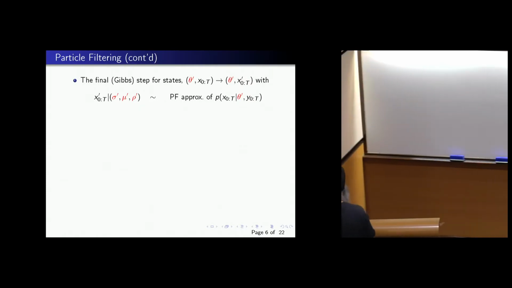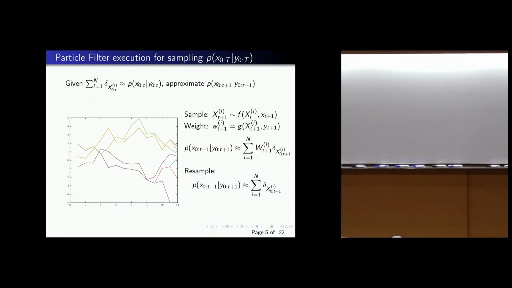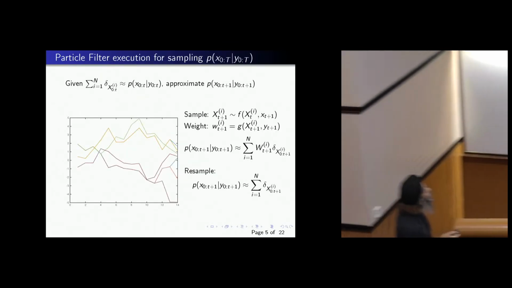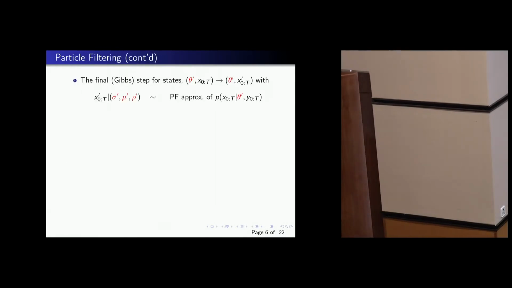Now, it is well known in the particle filtering literature that this scheme can provide a good approximation of the density of interest, the law of x_0 to t plus 1. Okay. So the question is, why not use it as a replacement for the Gibbs sampler that we could not implement?